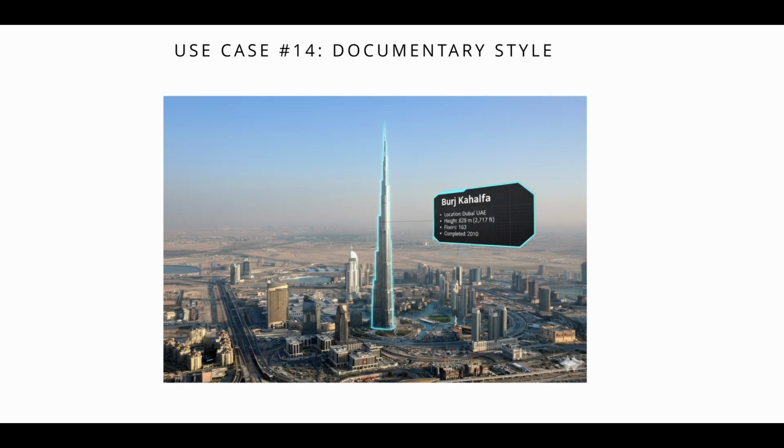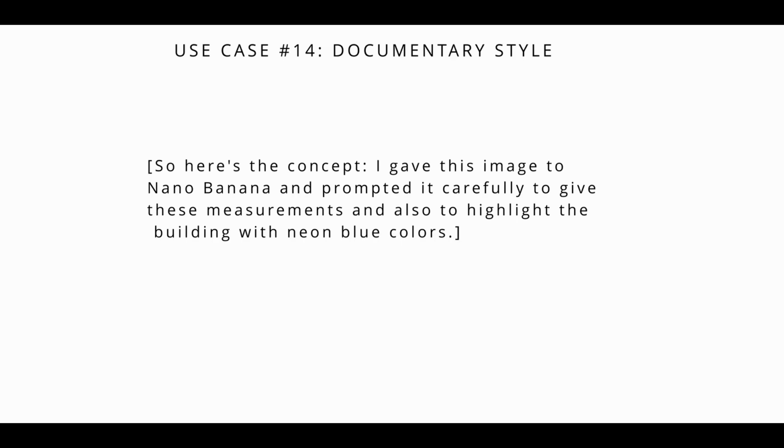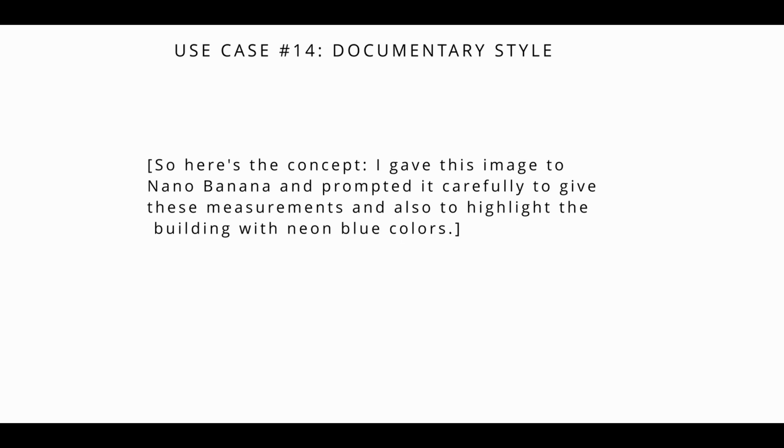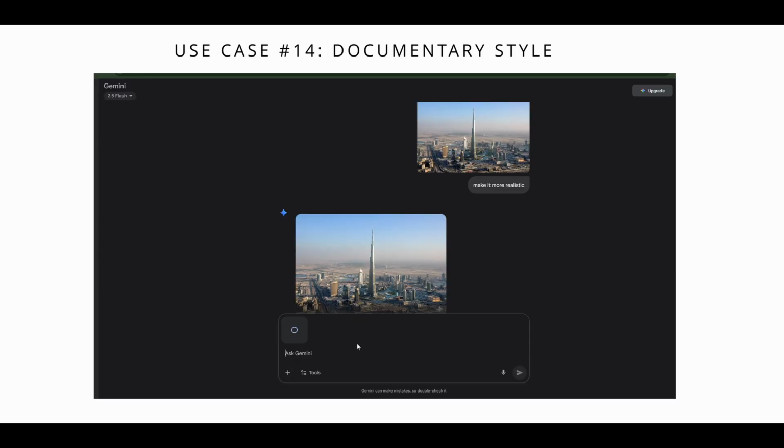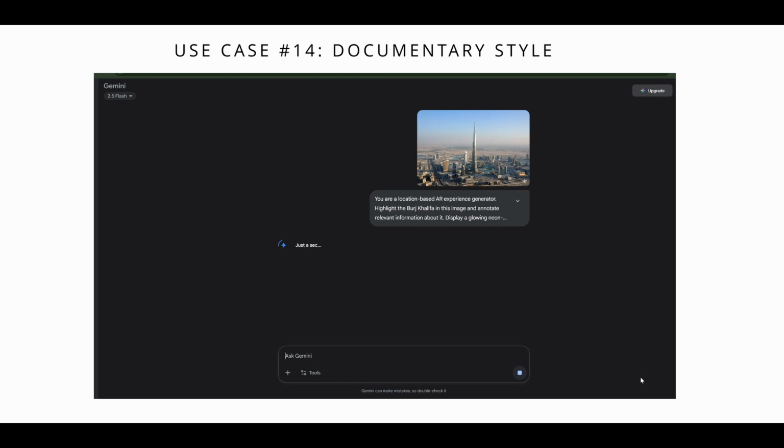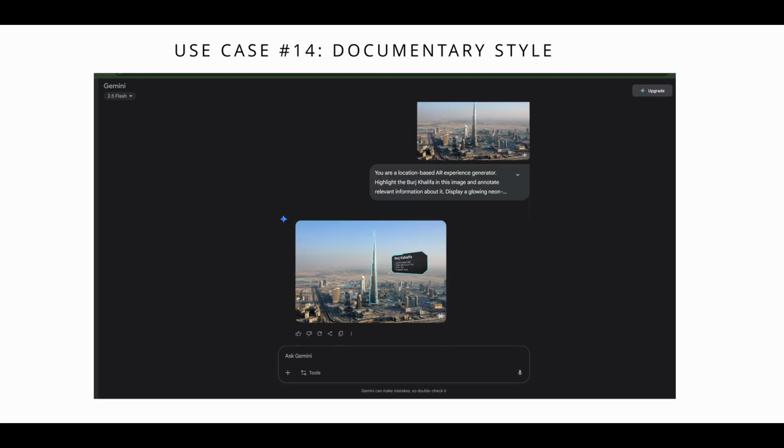On many documentary videos, you see this type of highlighted measurements of buildings, and these are literally very time consuming things. Now you can create them with Nano Banana in minutes. Let's create one. I took this image. It totally depends on you. You can select any building or something. I like Burj Khalifa, so I chose this one. I took it from Google. I gave this image to Nano Banana and prompted it carefully to give these measurements and also to highlight the buildings with neon blue colors.